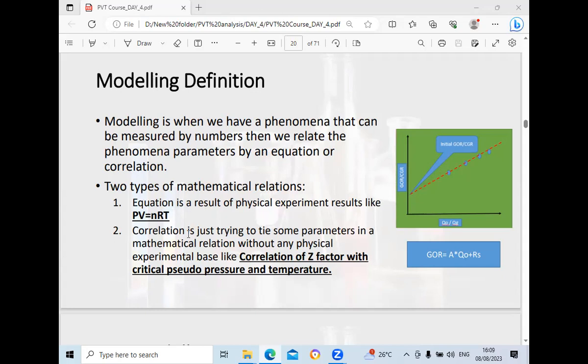But when we talk of a correlation, it is not the same thing. A correlation may just be to look at two parameters and try to bring out a relationship that can define how these two parameters are related. For example, I may have a plot. This is our X, this is our Y. I have points there that have been plotted.